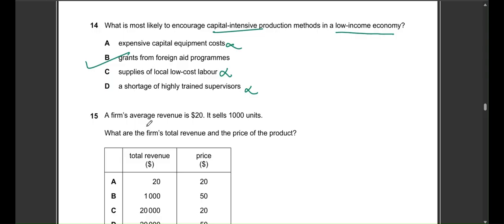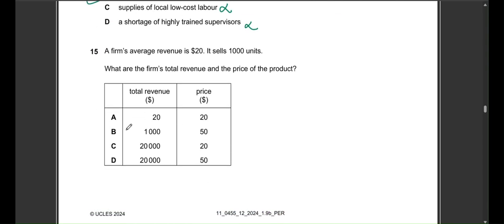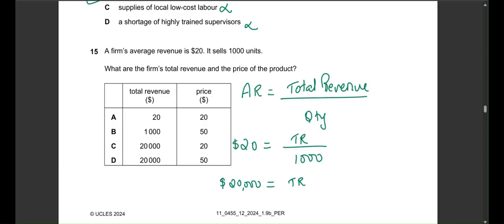Okay, next. Question number 15. The average revenue is $20. It sells 1,000 units. What are the firm's total revenue and the price of the product? Okay, so I have just solved this. This is again an easy question.